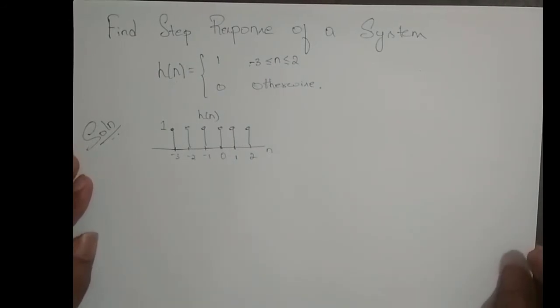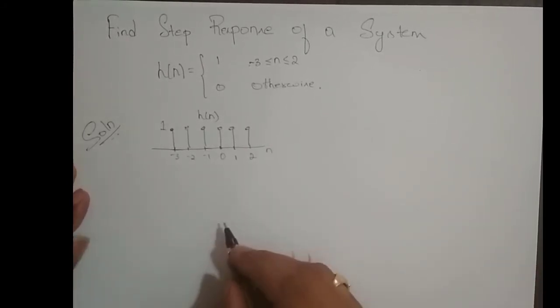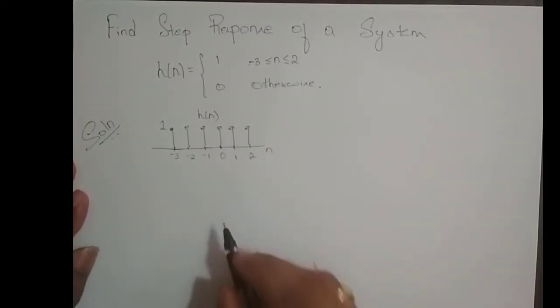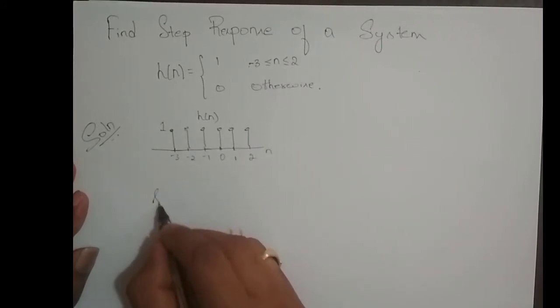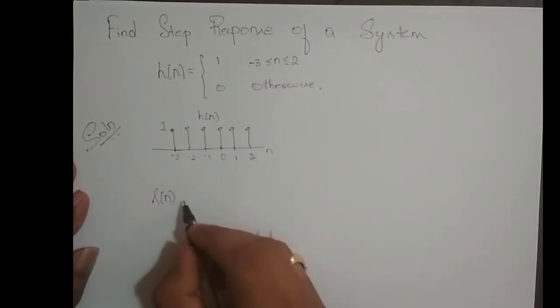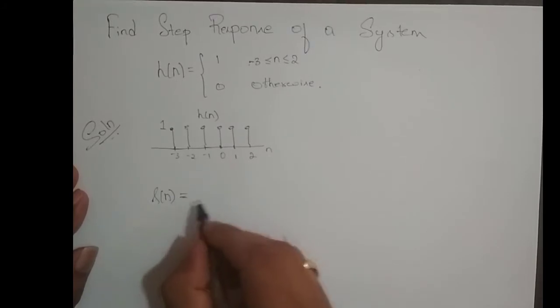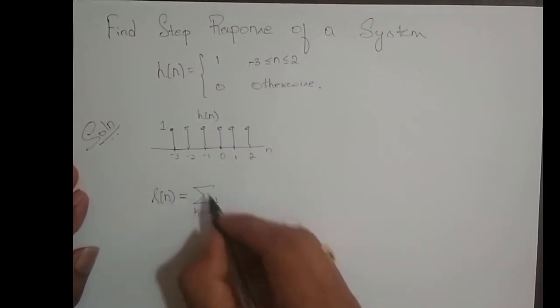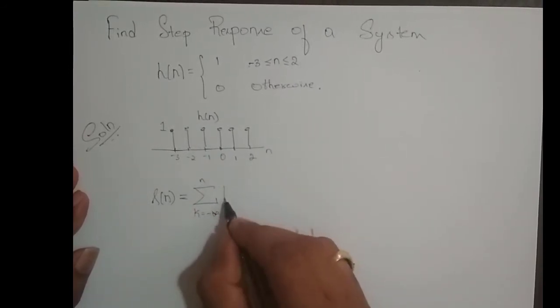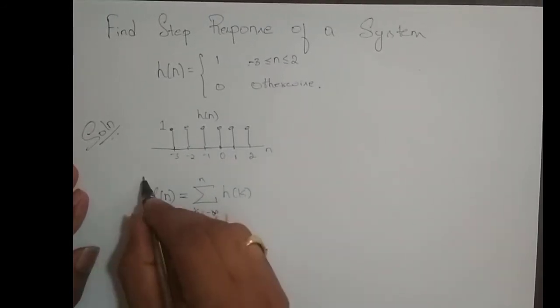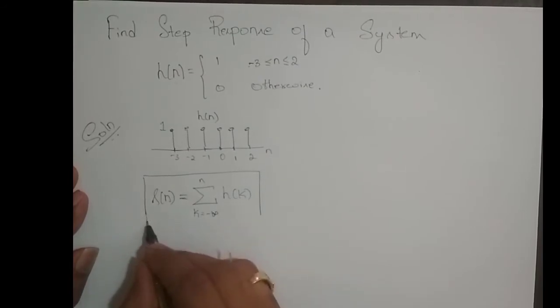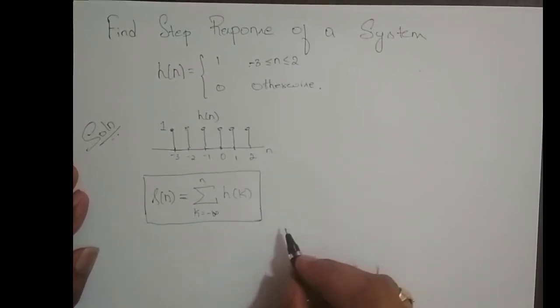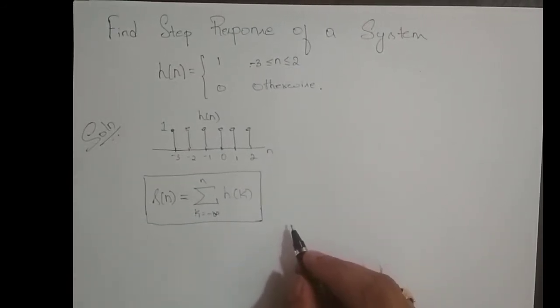It's a system. Now I need to find its step response, and in the previous video we derived the equation to find the step response of a discrete time system. It says something like this: s of n, small letter s of n, is nothing but the step response of a system, is equal to summation k varying from -infinity to n of h of k. So this is the equation we derived, right? And we also called it the running sum of the impulse response, which I will try to convince you of in this problem.